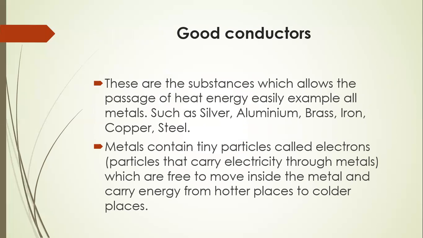Starting with the good conductors, these are the substances which allow the passage of heat energy easily. Examples include all the metals such as silver, aluminum, iron, copper, steel, etc. Now, basically metals contain tiny particles which are called electrons, the particles that carry electricity through metals. Now, these are free to move inside the metal and they carry energy from hotter places to colder places. So that's why they are the good conductors of heat.